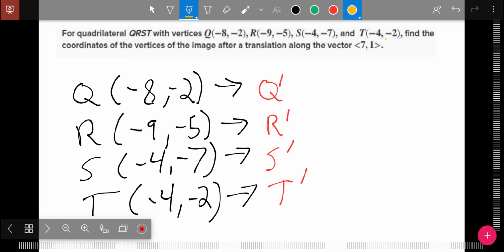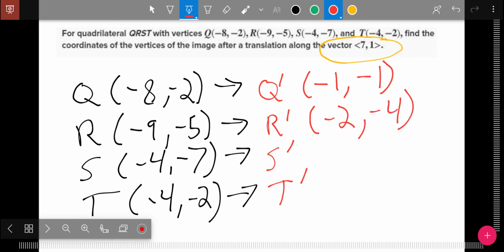After I use the vector, which it gives me right here, I'm going to add 7 to the X values and add 1 to the Y values. So -8 plus 7 is -1. -2 plus 1 is -1. Then I go down here to -9 plus 7, which is -2. -5 plus 1 is -4.